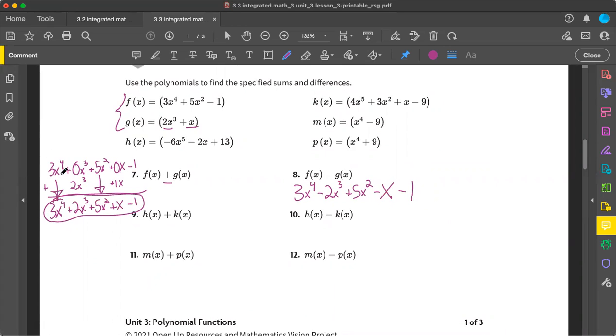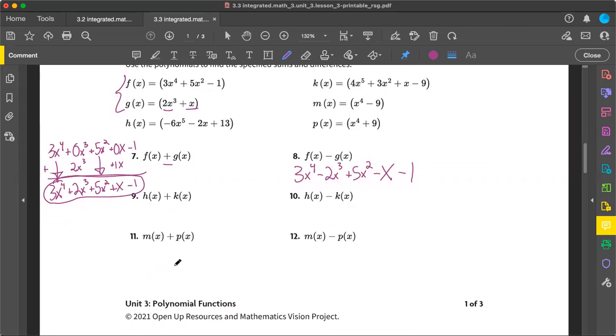We'll do 11 and also, well, I don't think it's going to be too bad. Actually, this is going to be simple. These are going to be so simple. X to the fourth minus 9.